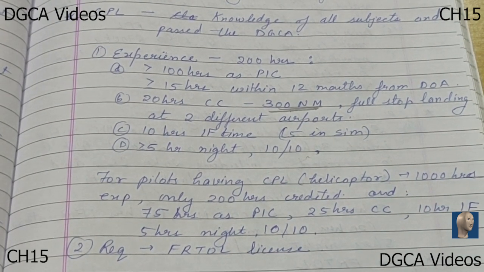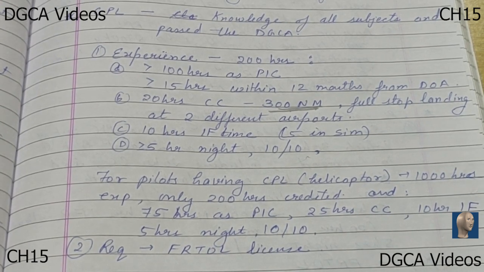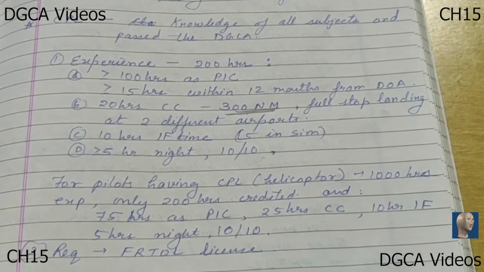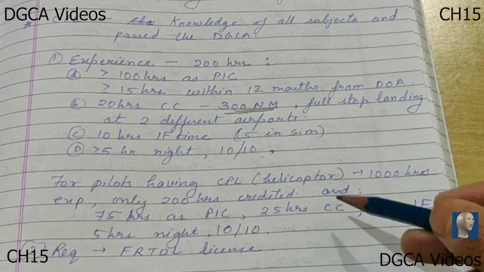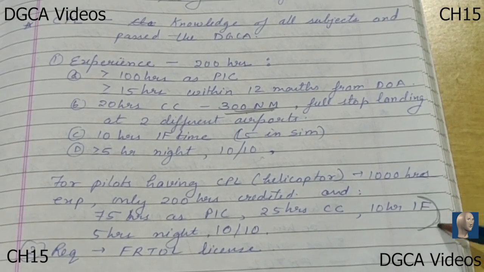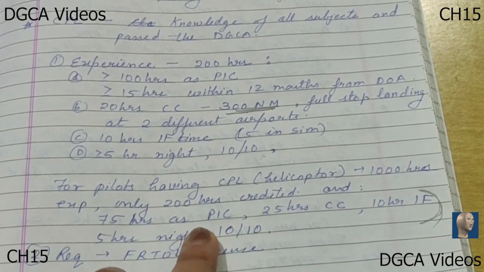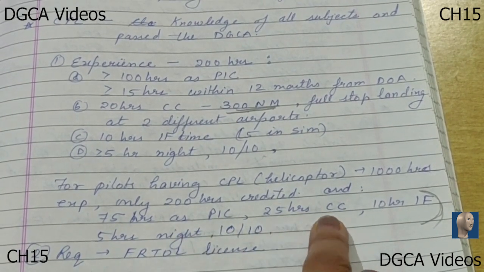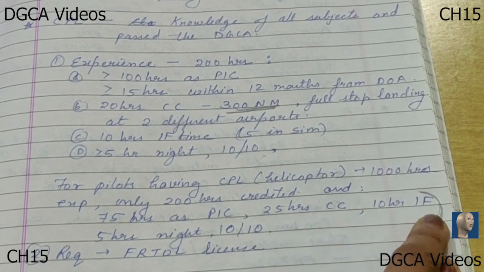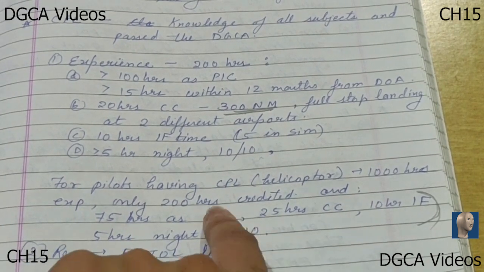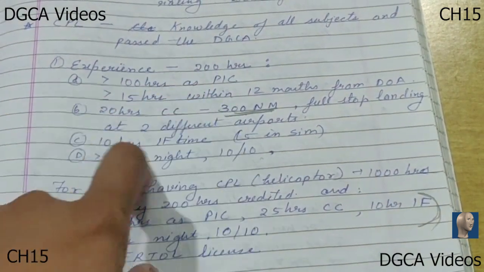Apart from that, if a pilot is having a CPL license for helicopters and an experience of 1000 hours, then only 200 hours will be credited. But again, there are certain criteria that have to be followed. Here I wrote it. I don't think it's very important, but here it is: 75 hours of flying as pilot in command, 25 hours of cross-country flying, 10 hours of instrument flying, 5 hours night, and 10 takeoffs, 10 landings. This is not much important. Just remember this. This is important.